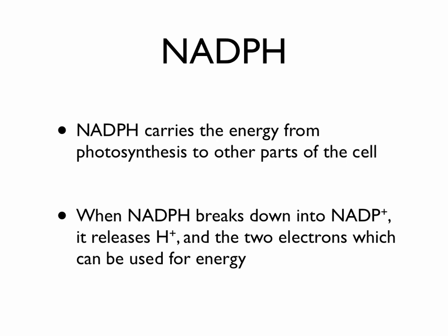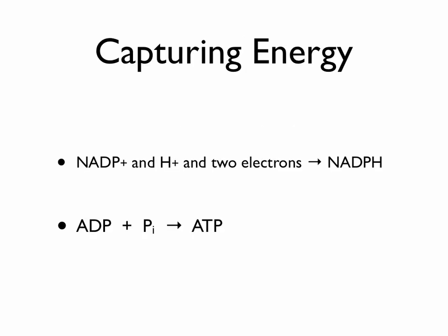When NADPH breaks down into NADP+, it releases the hydrogen ions and the 2 electrons that it was carrying, which can then be used for energy. So the cell that's performing photosynthesis has 2 molecules that can be used to capture energy. NADP+ and hydrogen ions combine with 2 electrons to make NADPH, so it stores energy that way. Or ADP and Pi can be combined to make ATP.